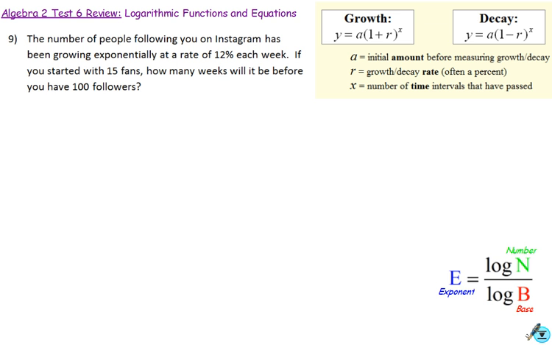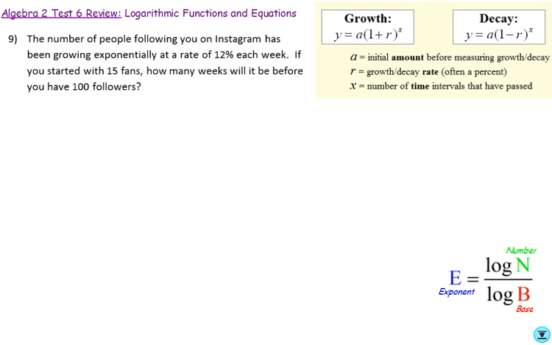So again, exponentially means that we're not talking about something at a steady rate, right, where people are following you on Instagram. Exponential refers to something, at least growth, that starts off really small and then just really kind of takes off. So it's not something that's increasing at a constant rate. It's something that's increasing at an increasing rate, which is something that we saw in the last unit.